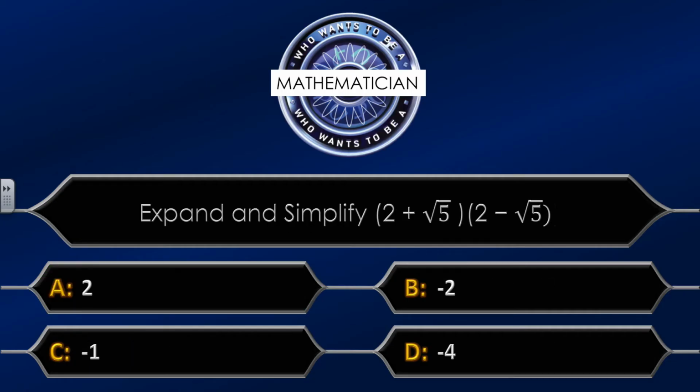Question 8, expand and simplify (2 + √5)(2 - √5). Again, the four possible answers: A equals 2, B equals minus 2, C equals minus 1, D equals minus 4. I'm going to give you 30 seconds, see if you can answer this question.